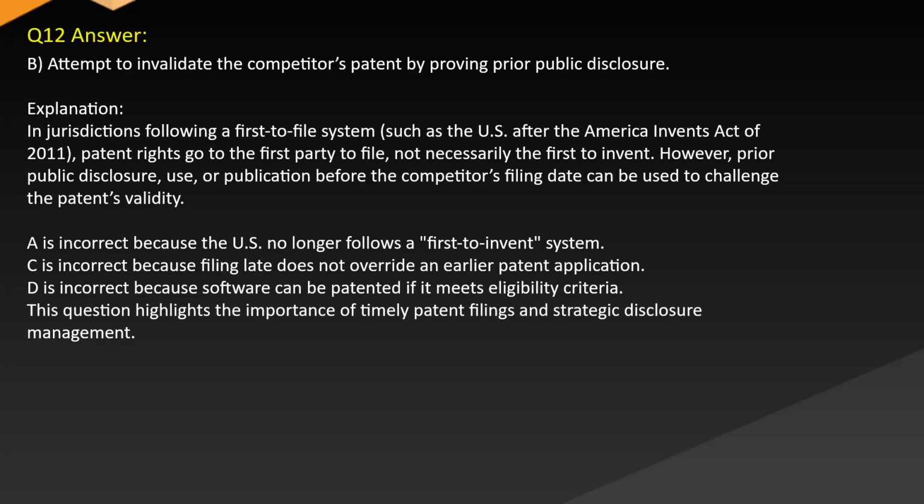Answer B. Attempt to invalidate the competitor's patent by proving prior public disclosure. Explanation. In jurisdictions following first-to-file systems such as the US, after the America Invents Act of 2011, patent rights go to the first party to file, not necessarily the first to invent. However, prior public disclosure, use, or publication before the competitor's filing date can be used to challenge the patent's validity. A is incorrect because the US no longer follows a first-to-invent system.